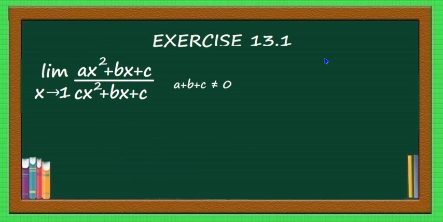Now take this question: the limit as x tends to 1 of (ax square plus bx plus c) divided by (cx square plus bx plus a), where a plus b plus c is not equal to 0. You put x equal to 1, what happens? You get a plus b plus c divided by c plus b plus a. As it is not equal to 0, it is not in the form 0 by 0, which is not an indeterminate form, and that itself is the limit of the function. a plus b plus c and a plus b plus c cancel, and what will remain? 1, which is the limit of this problem.